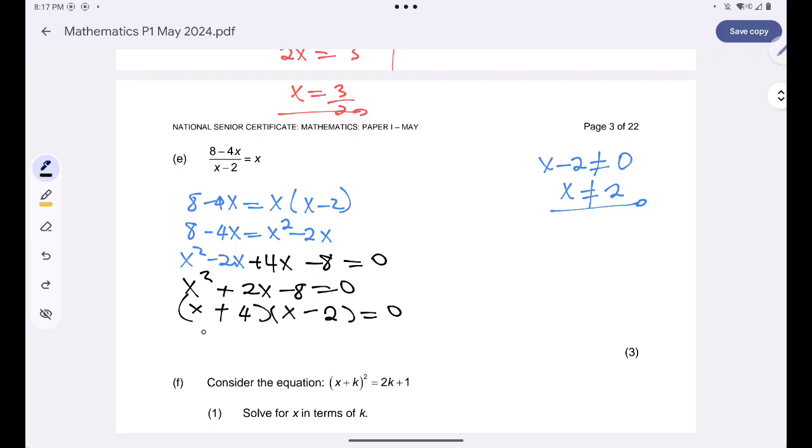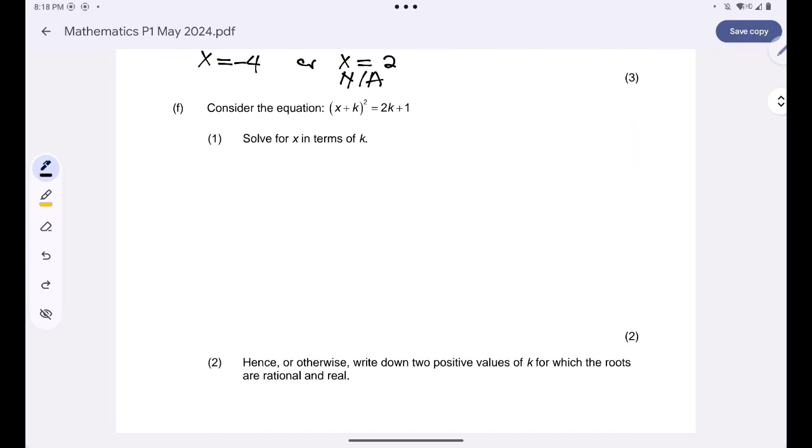So in this equation, I simply have x is equal to negative 4 or x is equal to positive 2. But please remember that this one is not applicable. This one is not applicable, right? So therefore, x is equal to negative 4 only. This is the only solution.